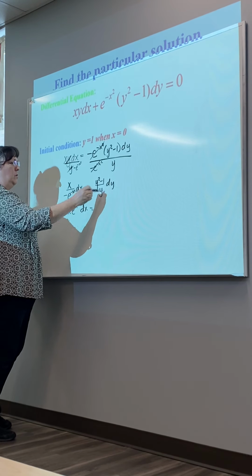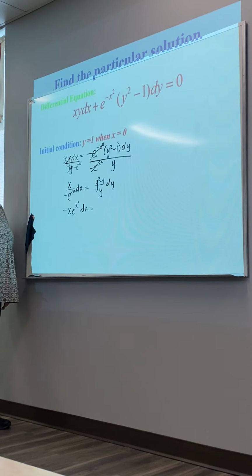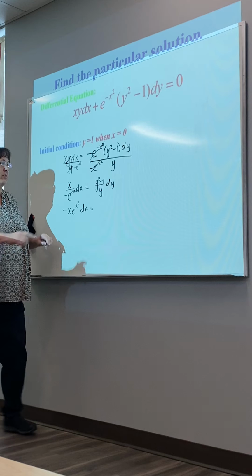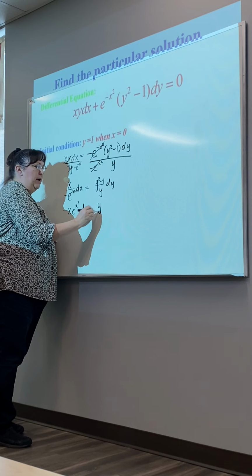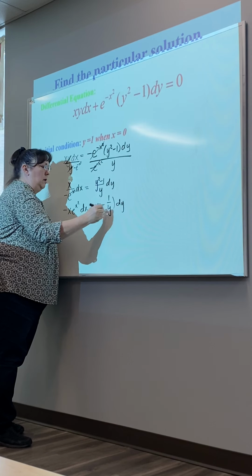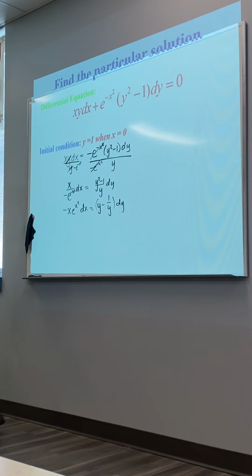And what am I gonna do with something that looks like this on the right side? I'm gonna divide it up, right? So y squared over y is y minus 1 over y dy. And now you're ready to take the antiderivative of each side.